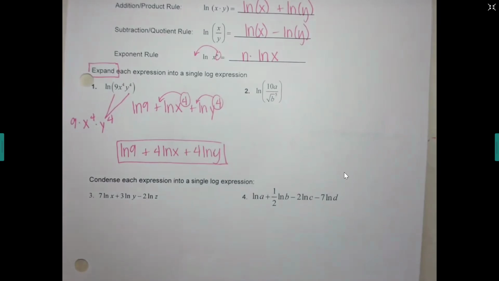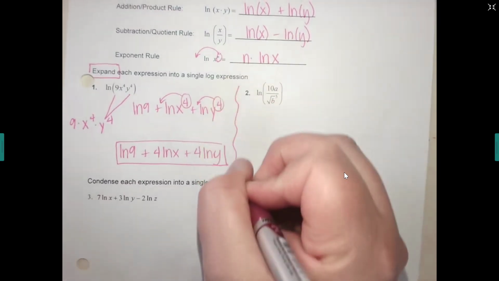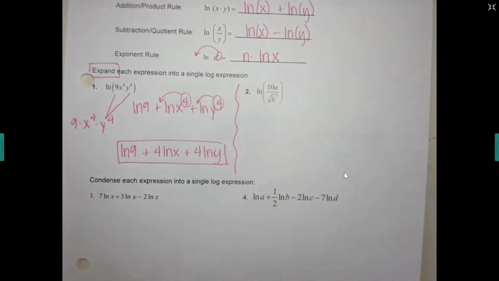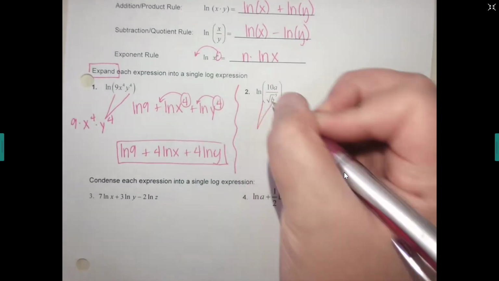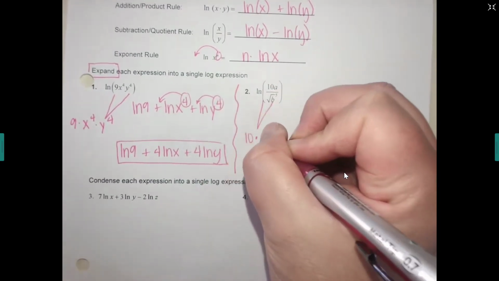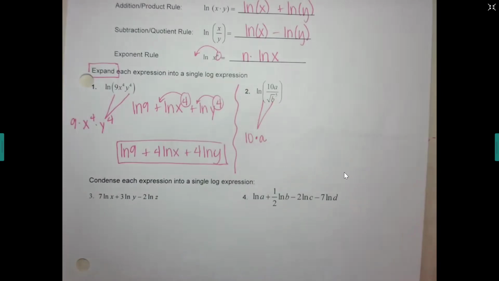Okay, for number 2, let's break down what operations are happening in our parentheses. This is a 10 multiplied with an A. What about the B though?